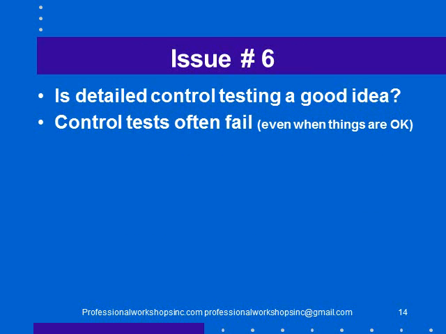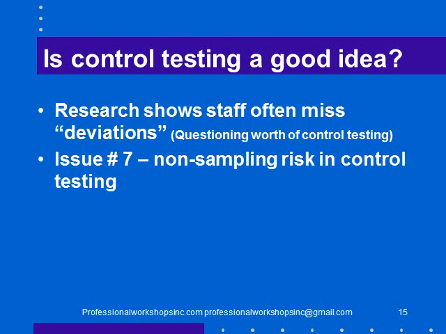So issue number 6 is then, is detailed control testing a really good audit strategy? Is it a good idea? And the answer is maybe not, because control tests often fail even when things are okay, as in this example. The other thing is research on control testing shows that staff often miss deviations, and that questions the worth of control testing. So issue number 7 is there is non-sampling risk in control testing.